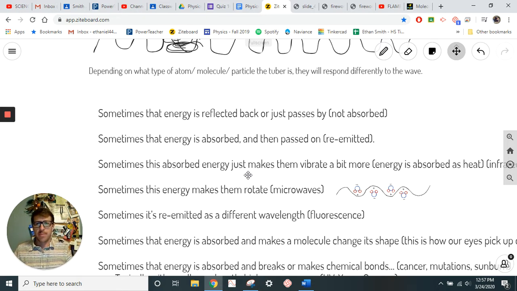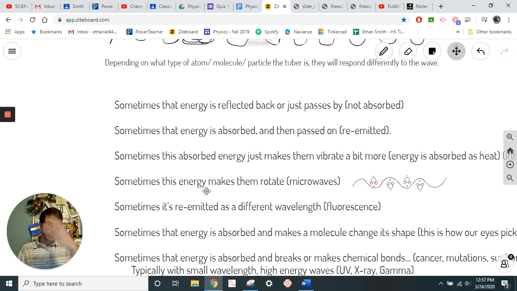Okay, and so in that case, it's kind of passed along, but it's kind of delayed, right? It's absorbed and then it's passed along later, and that's infrared wavelengths. Okay, sometimes the energy coming from an electromagnetic wave can make things rotate.